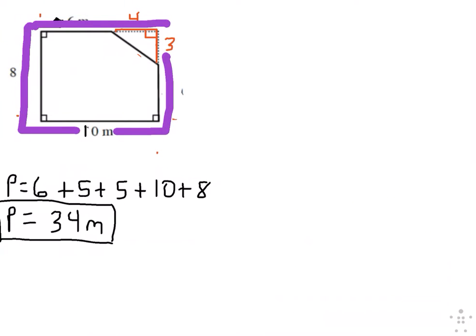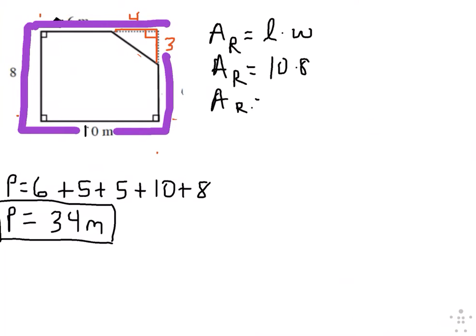Okay. So the area of a rectangle equals length times width. So the area of the rectangle is 10 by 8. 10 times 8. The area of the rectangle is 80, right? Meters squared.